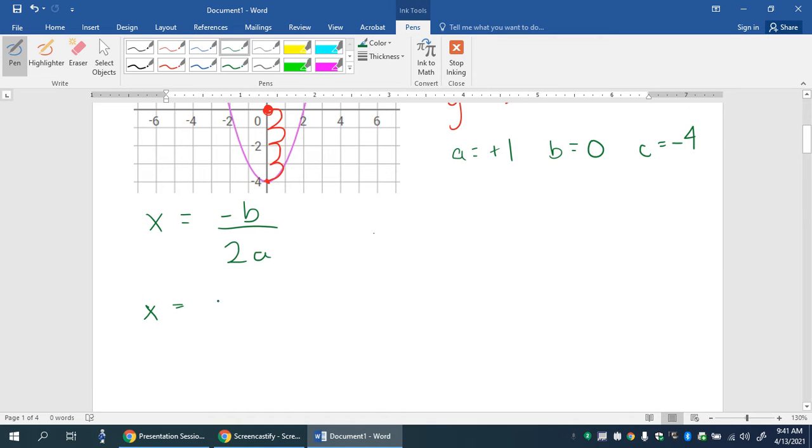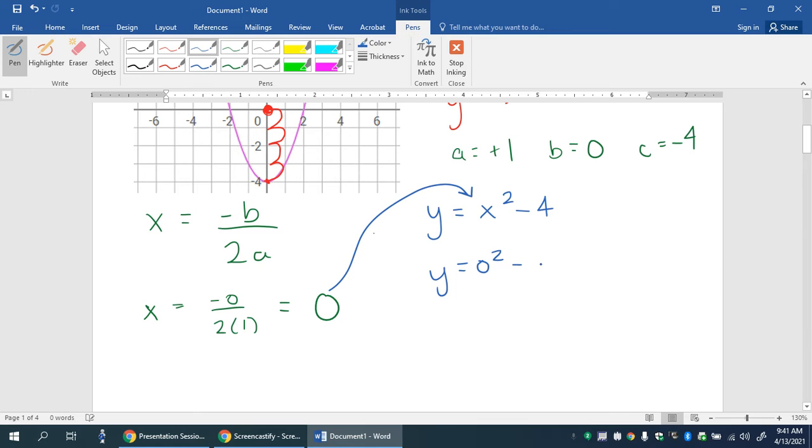So now we can use this to solve for x. So x equals negative 0 divided by 2 times 1. 0 divided by anything is just 0. Now we can take that and solve for y with our original equation. And we just take 0 and plug it in for x. So y equals 0 squared minus 4. 0 minus 4 is negative 4. So our vertex is at 0, negative 4.